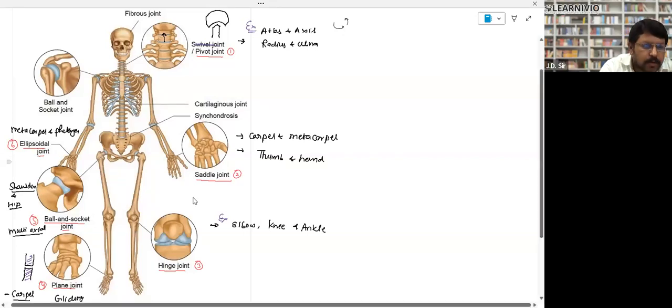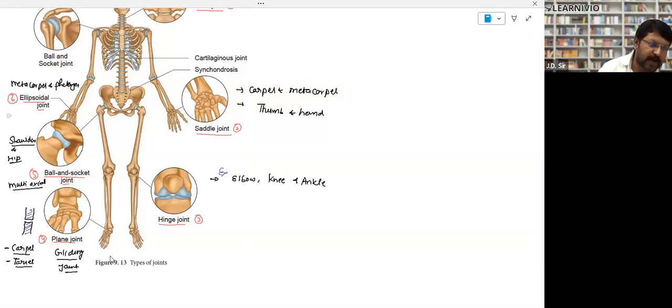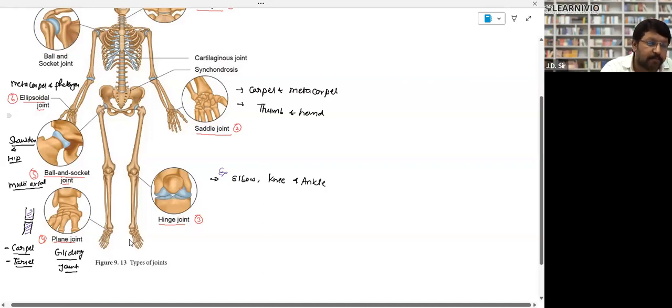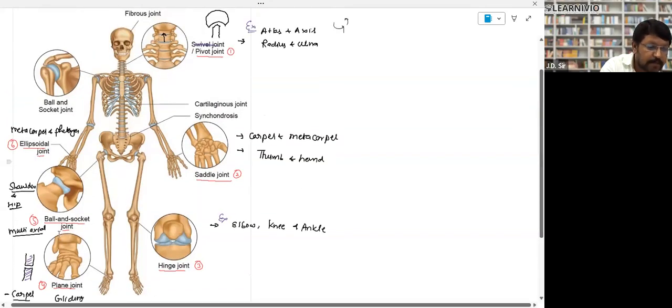Now the rest of the three. Plane joint: I have tried to show it. There are flat parts, the heads of both joints are flat. Plane joints are known as gliding joints. They are found in carpals and tarsals. Carpals are these bones, the wrist, and tarsals are found in the ankle part. So carpal and tarsal are gliding or plane joints. There is a plane movement, because the head is plane. Then the ball and socket joint.